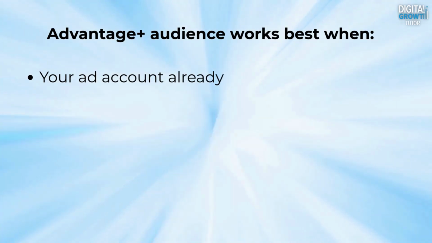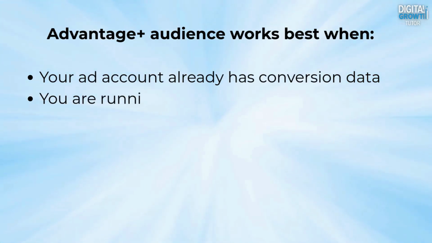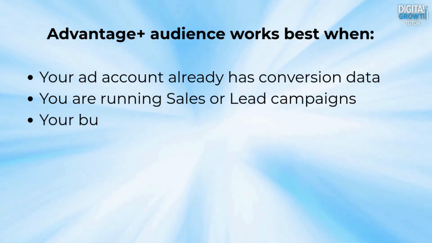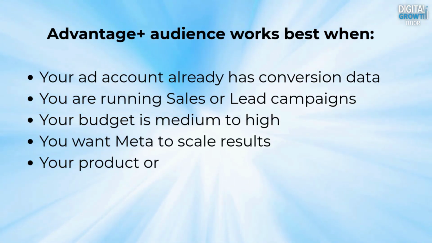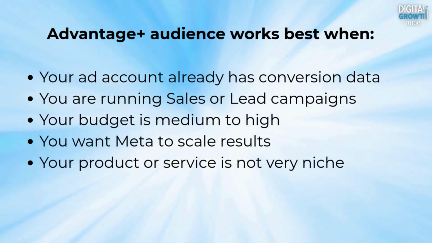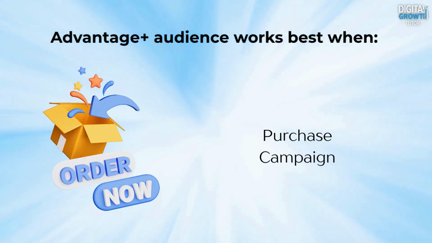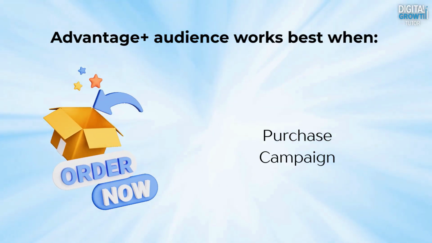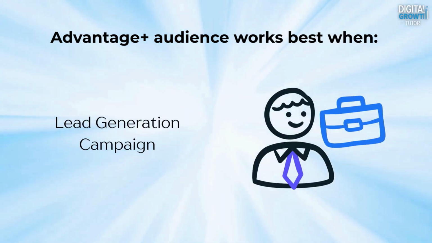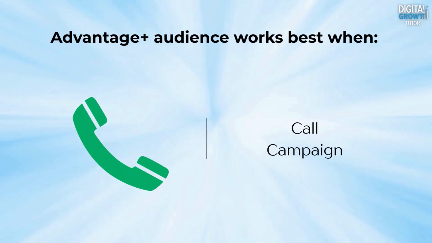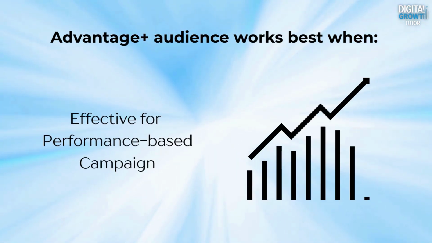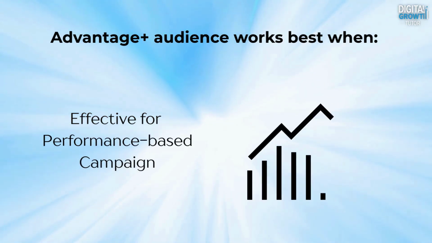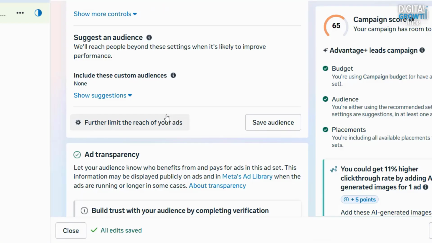Advantage Plus Audience works best when your ad account already has conversion data, you are running sales or lead campaigns, your budget is medium to high, you want Meta to scale results, and your product or service is not very niche. Examples: e-commerce purchase campaigns, lead generation campaigns, call campaigns, Advantage Plus shopping or catalog ads. For performance-based campaigns, Advantage Plus often gives better cost per result.